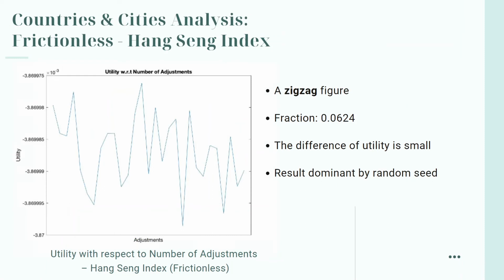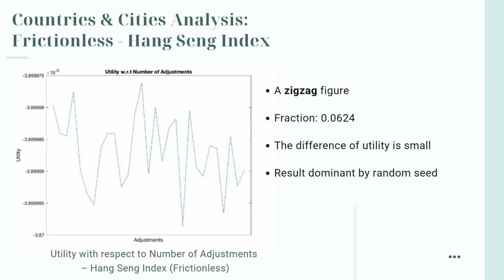We are now going to do some simulations for the past historical data for these countries and cities to conclude how different economic systems will affect the simulation. We would like to start with the frictionless model again. We use the Hang Seng Index as our example, and we could see from the graph that the result is a little bit strange. Unlike the previous sector frictionless model, we generate a rather zigzag figure.